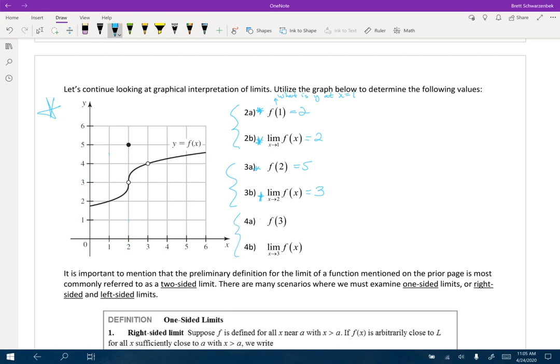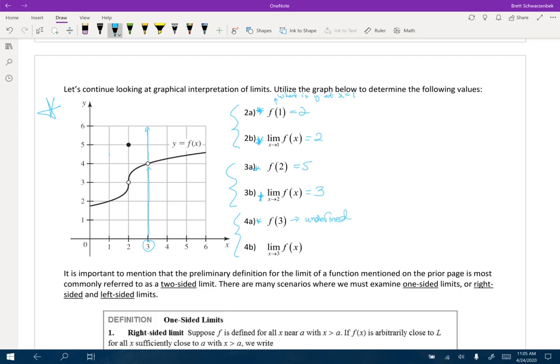So f of 3. Let's go to f of 3. If I go up here and I reach the point on the line, there is no point. There is nothing there. And if I go even further, there's nothing up here either, which means there is no value of y at any value of x, which means this is undefined.